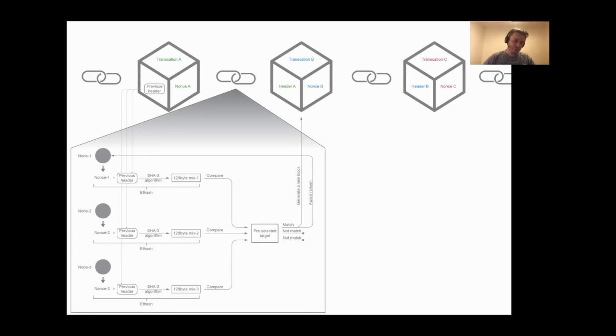The first node, or the first pool of nodes that will actually reach the pre-selected target, is the one that will be awarded tokens of cryptocurrency, and that's essentially the incentive for participating. Through these mechanisms, essentially we have, as I said, the security and safety of the records on the blockchain.